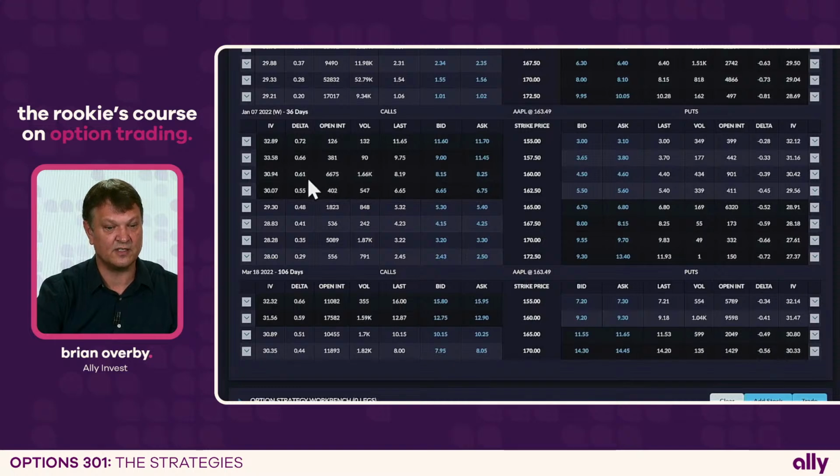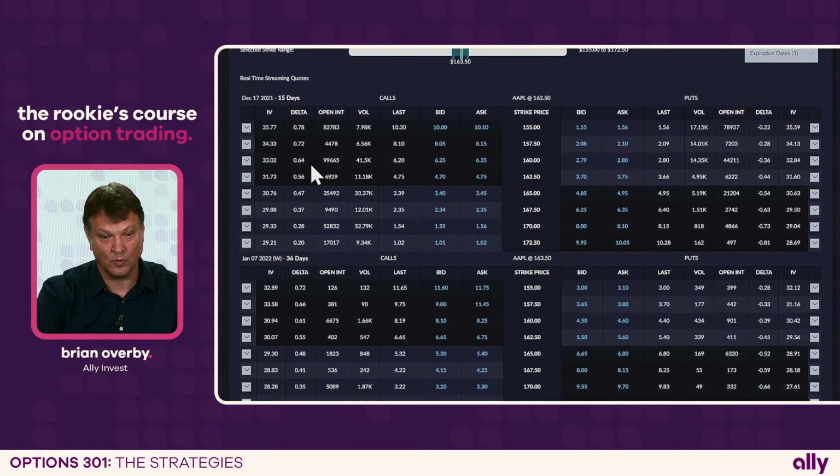This delta is 61. If I go to the shorter term option contract, if I scroll up in the chains, will the delta be bigger or will it be smaller than 61? Will it be a larger number or a smaller number? And the answer is it will be larger. All right, so the 160 is now 64 as opposed to 61.